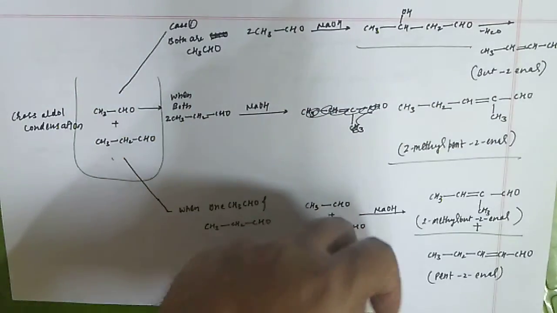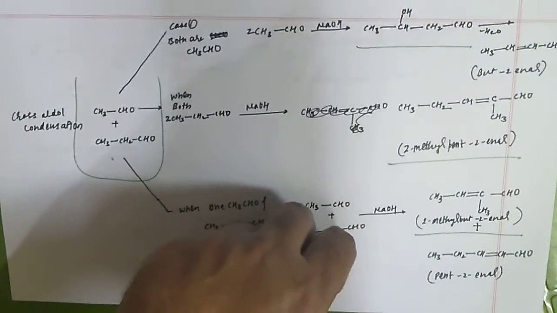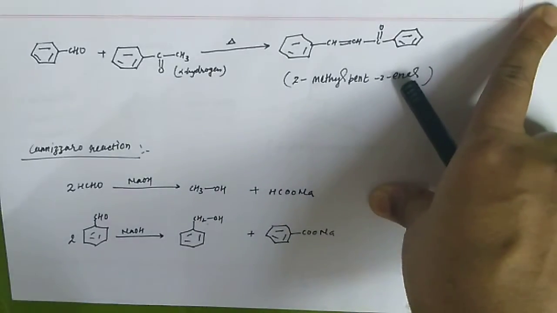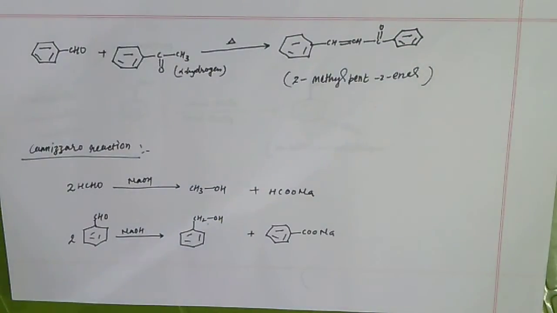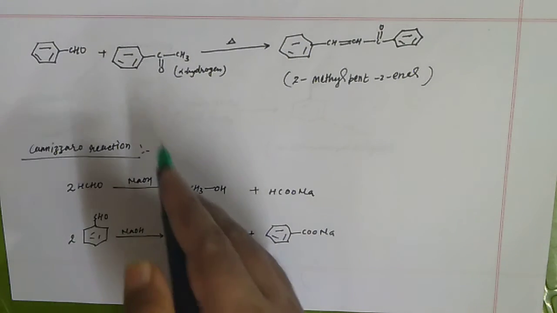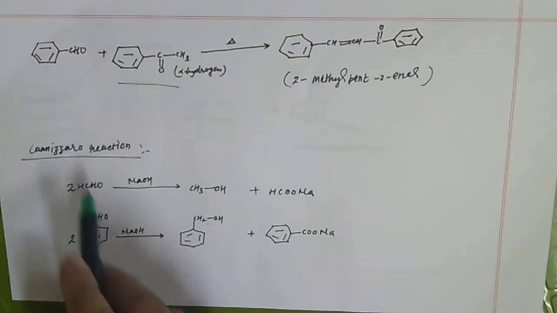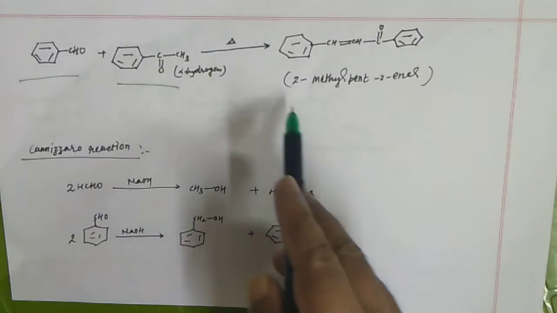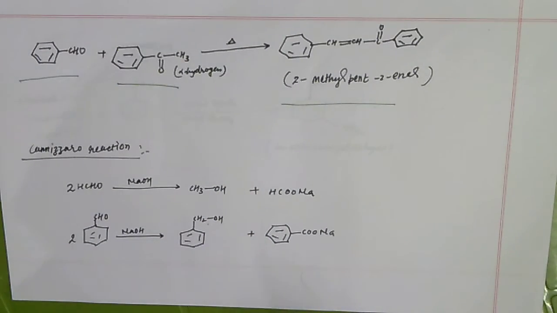Now we'll move on to another type of property. Here we are taking aromatic aldehydes or aromatic ketones. They also undergo the aldol condensation. In this, we have taken acetophenone and another is benzaldehyde. This undergoes aldol condensation and gives the product.